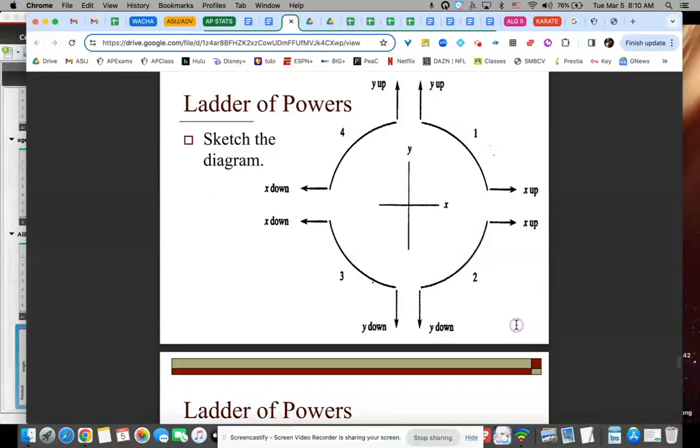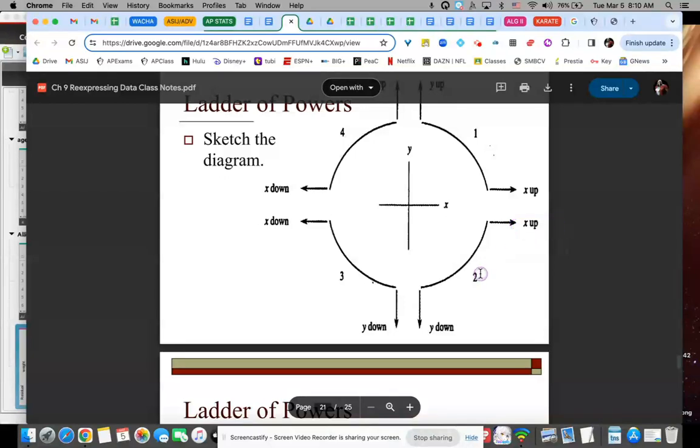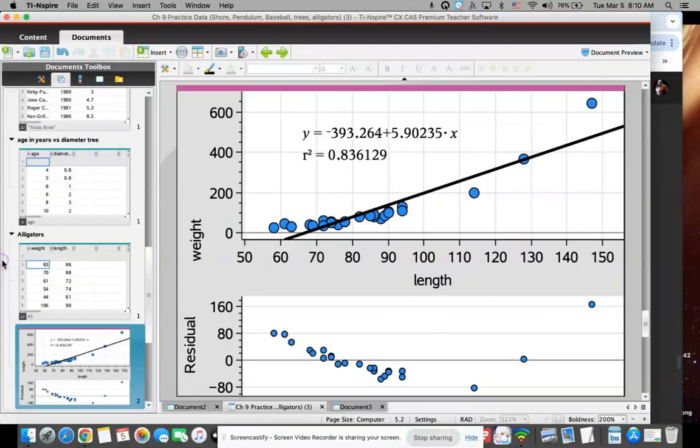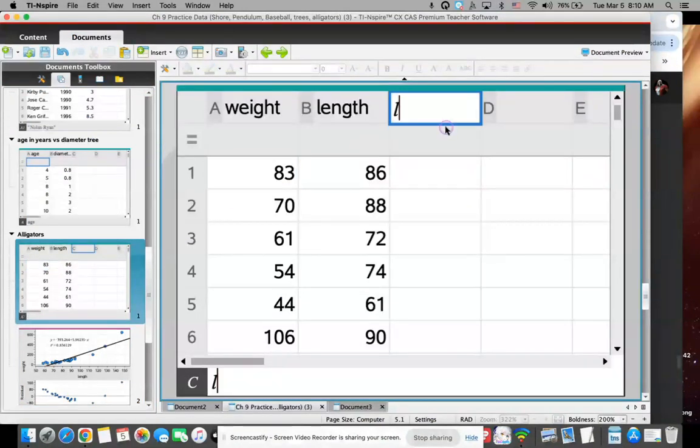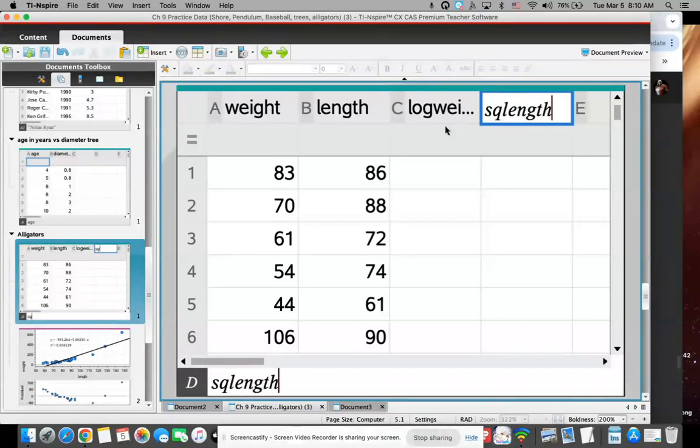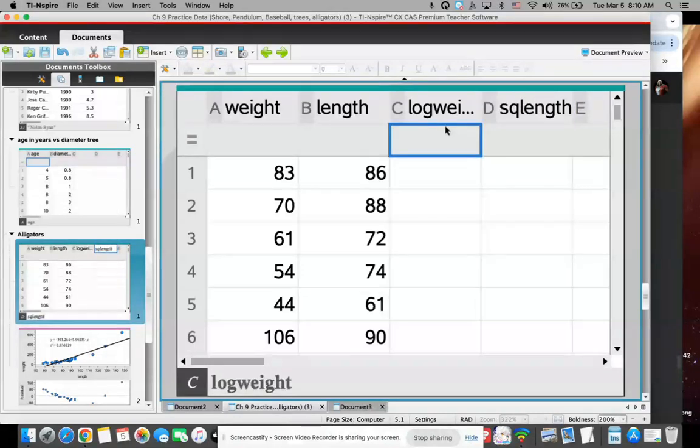I like to start with logarithms, so I'm going to try the log of y and see what happens, and then we'll go from there. Maybe I have to go x squared, maybe. Let's take a look. Okay, so the log of y is what I want to do. So I want to do the log of the weight. So I'm going to just type in log weight. I'm going to have this ready just in case, but I'm going to say square the length. And I'm just going to do it right now.